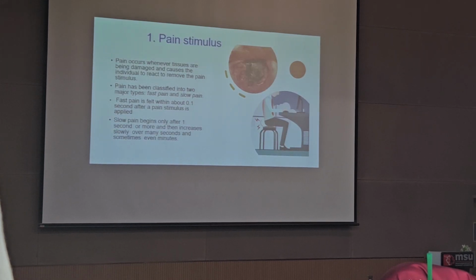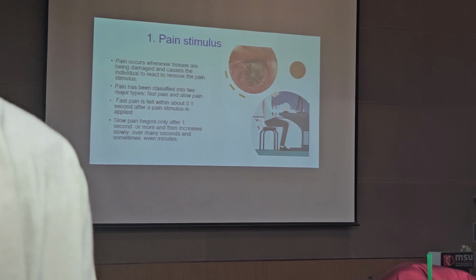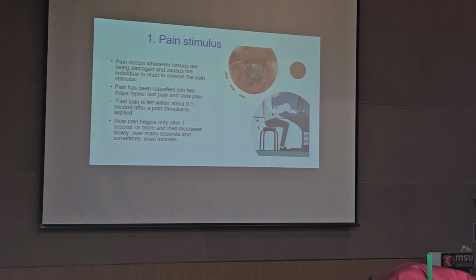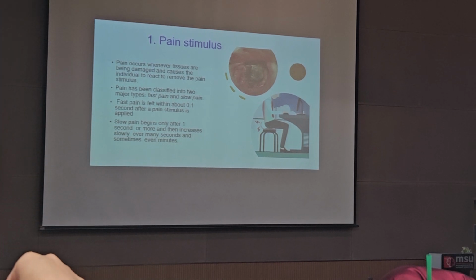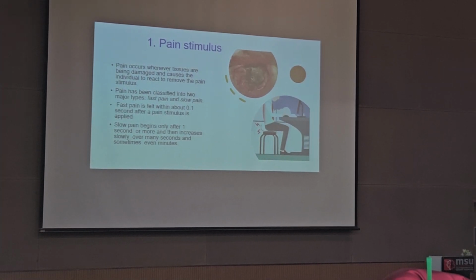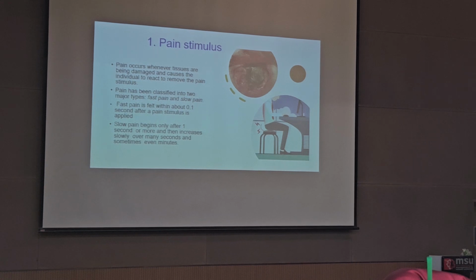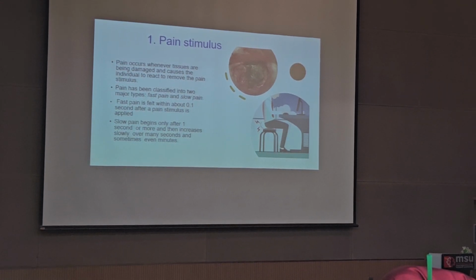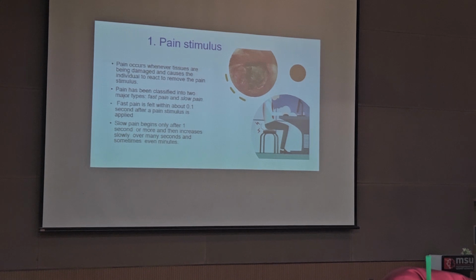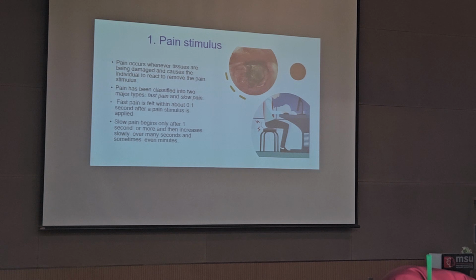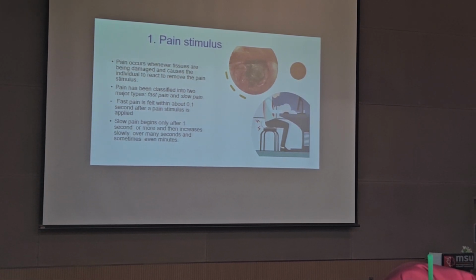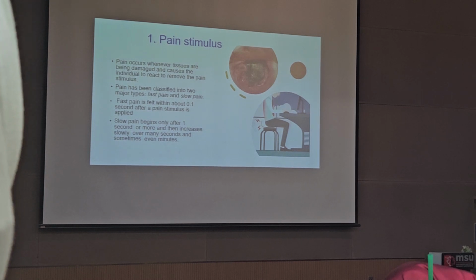So to develop pain, we must have a stimulus, either external or internal. Pain occurs whenever tissue is damaged. Internally, whenever we have tissue damage, it will develop as pain because we have the stimulator. When tissue is damaged, a lot of mediators, toxins, and inflammatory mediators are released that stimulate the pain nerve endings, and it develops pain. Pain has been classified into two major types: fast pain and slow pain.